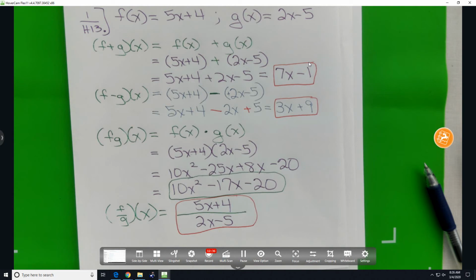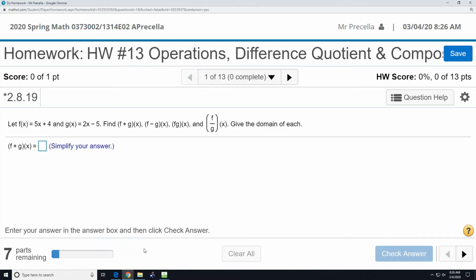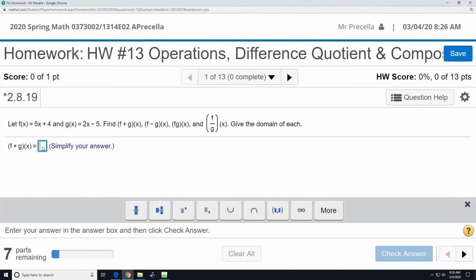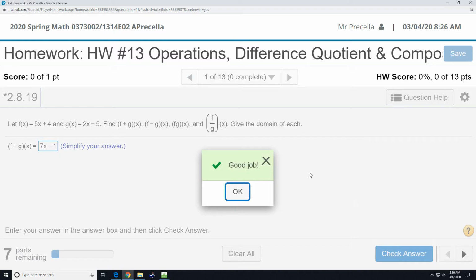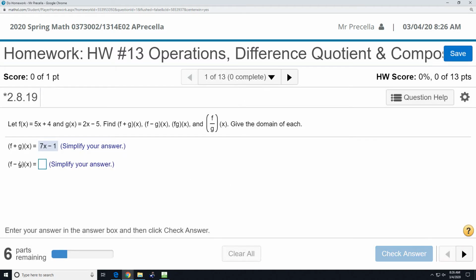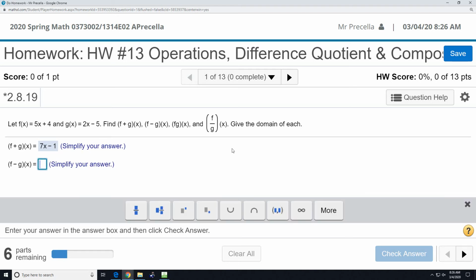Now we'll start typing in these answers. Okay. Tony, while you type in those answers, I'm going to walk around the room and choose the next people to put problems on the board. Okay. 7x minus 1. Oh, Tim, your microphone is on, so we can hear you whispering over there. What was F minus G? 3x plus 9?